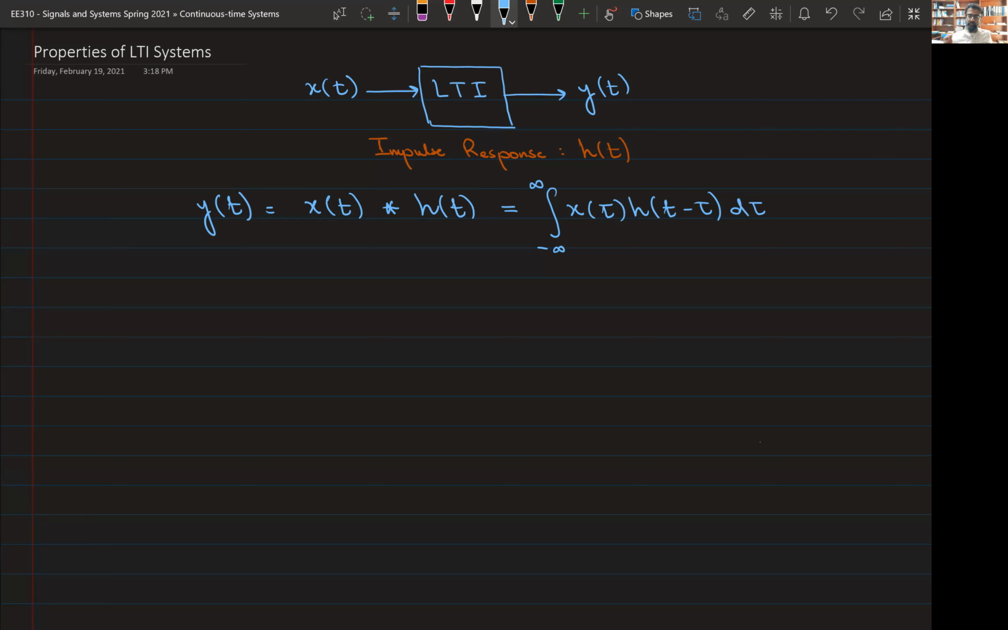In other words, the output of LTI systems can be written as a convolution of the input and the impulse response of the system. So who can remind me what the impulse response is by definition? What is an impulse response of an LTI system?